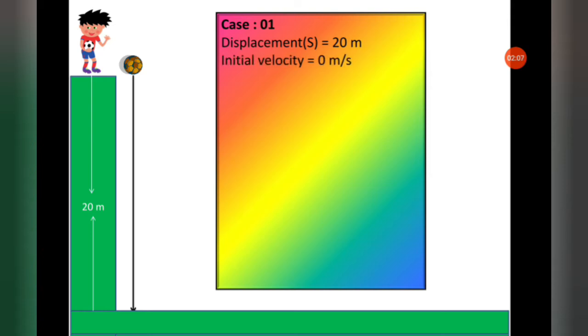Second, initial velocity of this ball will be 0. ध्यान रखिएगा, जब भी कोई चीज ड्रॉप की जाती है तो उसकी इनिशियल वेलोसिटी 0 होती है, अगर उसको ड्रॉप करने वाला आदमी या कोई ऑब्जेक्ट रेस्ट में हो। If the boy is at rest and he drops a ball, the ball must have initial velocity 0 meter per second. जब भी ड्रॉप होगा तो इनिशियल वेलोसिटी 0 होगी, जब भी थ्रो होगा तो इनिशियल वेलोसिटी 0 नहीं होगी.